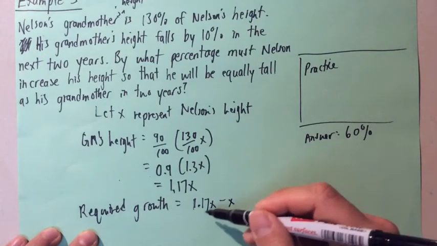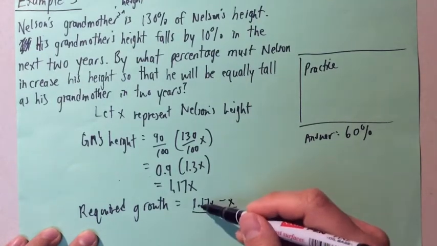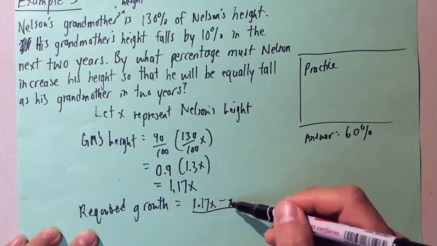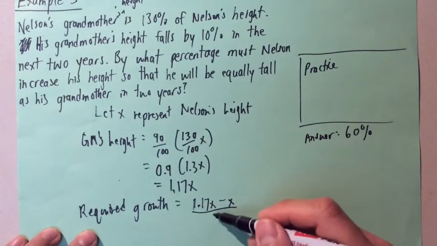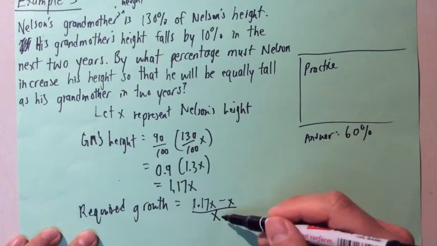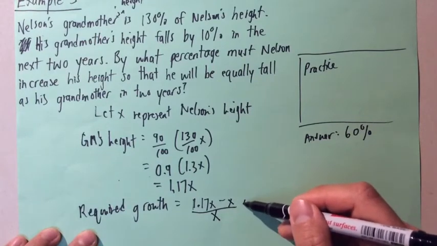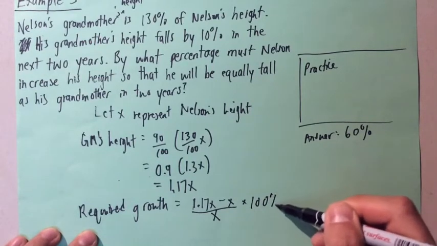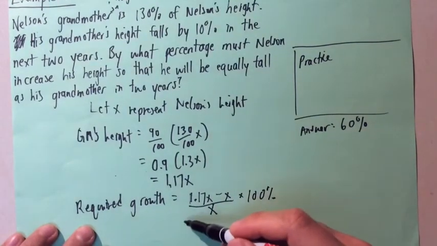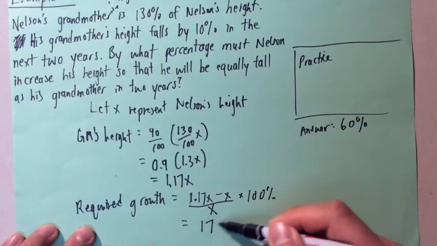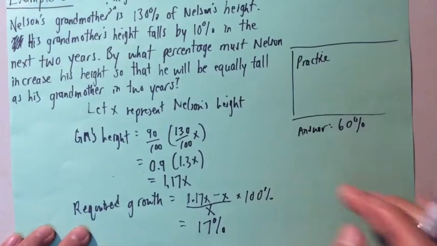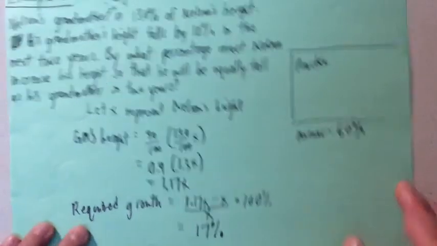The new height minus x, the old height. Remember, this is how you calculate the increase. We divide that by the current height, which is x, and we multiply that by 100%. So our answer should be 17%. So that's one way of answering the question.